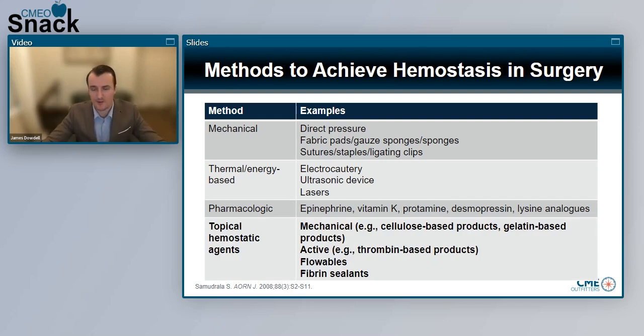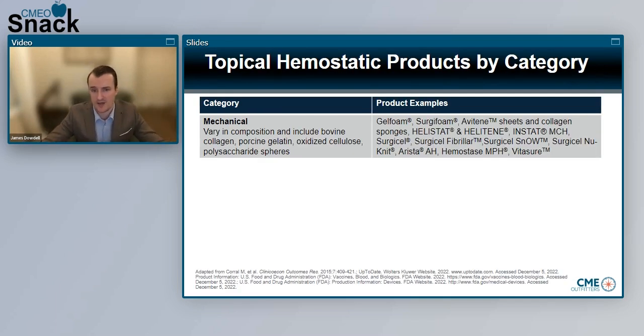So they're broken up into different categories. You have the mechanical, which is cellulose-based products, gelatin-based products. Active, which is thrombin. Typically, I use a mixture of mechanical and active. We have flowables, which are just the mechanical gelatin-based products that are broken up into a more liquid consistency so they get to hard to reach places. And then you have the fibrin sealants. So let's go to the main categories and examples of each.